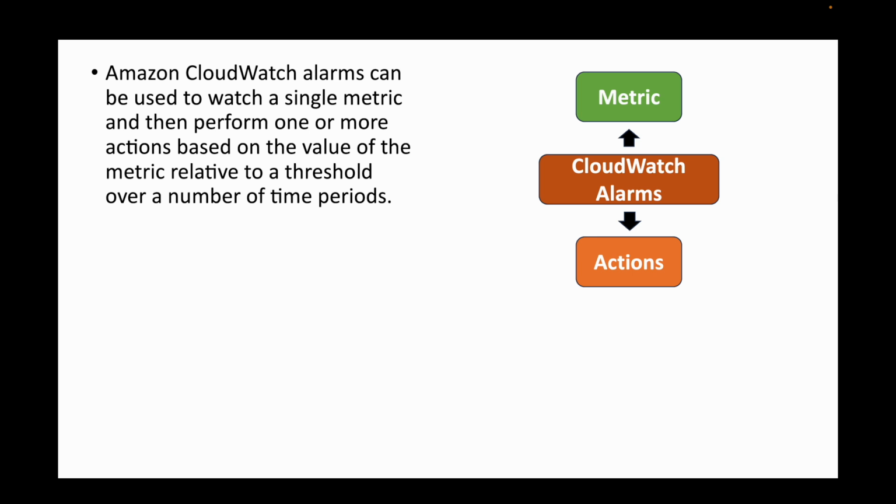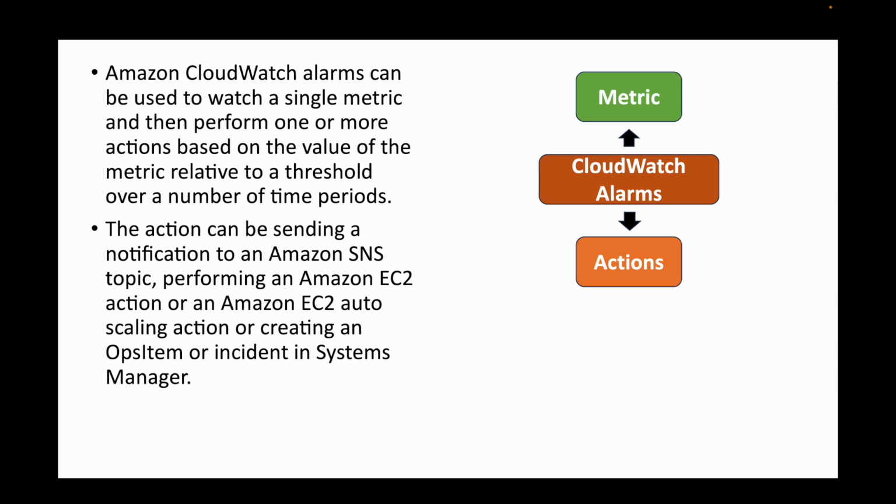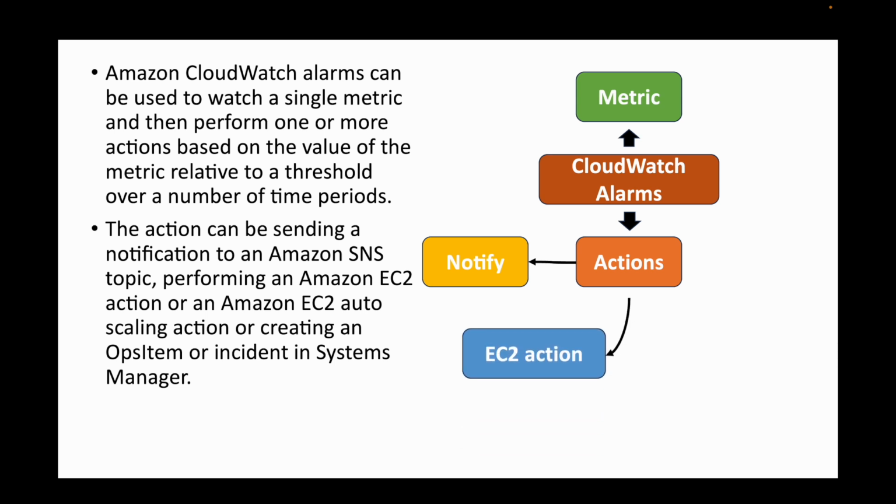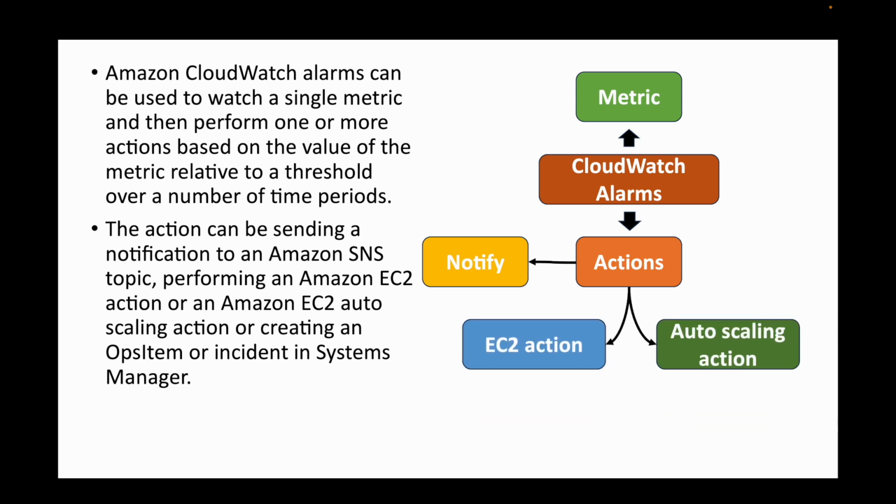Now, there are different actions. We'll talk about that, but these actions are performed when the metric goes above the threshold that you have defined for a time period. Like for example, let's say for 5 minutes, if the threshold is above 80%, I want to take some actions. Now, these actions can be simply sending out a notification, like sending out email notification. It could be performing some EC2 action. It could be performing some auto scaling action, or simply creating an incident. You can perform any of these actions by making use of your CloudWatch alarm.